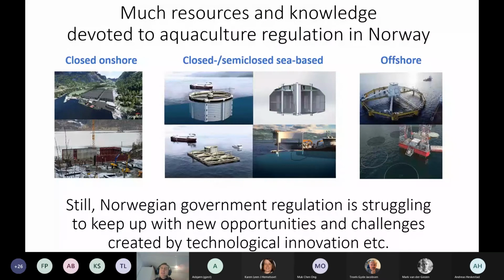Fortunately, there's a lot going on. There are so many resources and so much knowledge that is devoted to aquaculture in Norway in general, and also to devising new regulations and so on. So here's a picture of all the innovation that is going on: closed onshore, closed and semi-closed sea bays. I guess Anne is going to talk about that later, and offshore technologies. And still, the Norwegian government is struggling to keep up with all these opportunities and the new challenges that these technologies create.